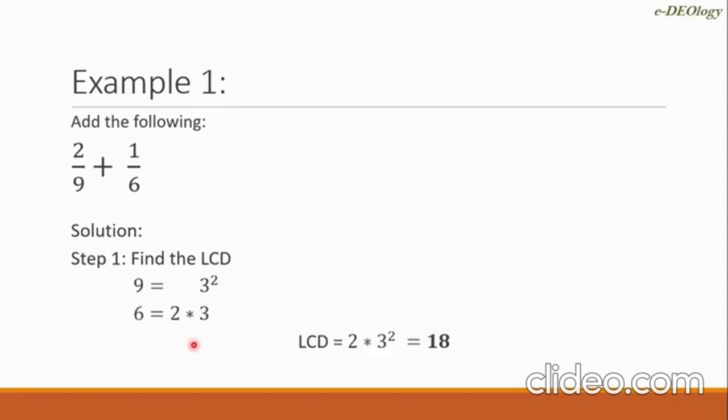Then we're going to collect all the factors. I start with the number 2 and then the number 3. But there is a number 3 with the highest power, so I will copy the highest power as the rule says. Then we will simplify this 2 times 3 squared, and that is equal to 18, and that is our LCD.